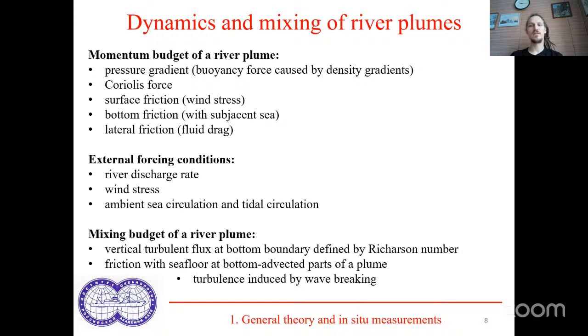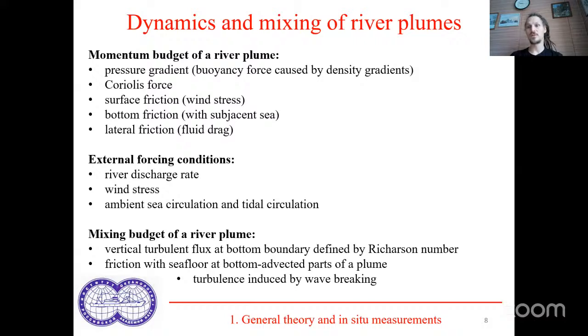And also, according to this momentum budget, according to these forces which affect spreading of the river plume, once we want to model a river plume, we want to get some data about river discharge, which forms the plume, about wind stress, and ambient circulation and tidal circulation, which also affect dynamics and mixing of the plume.